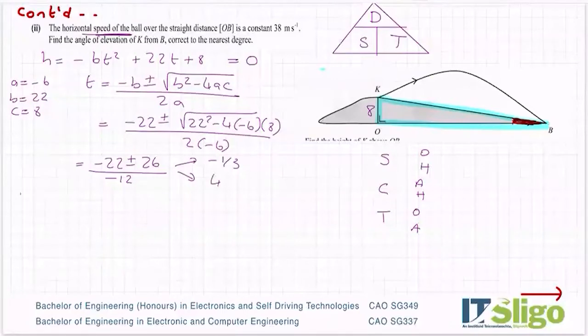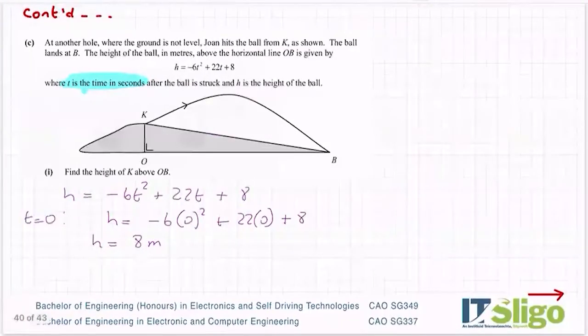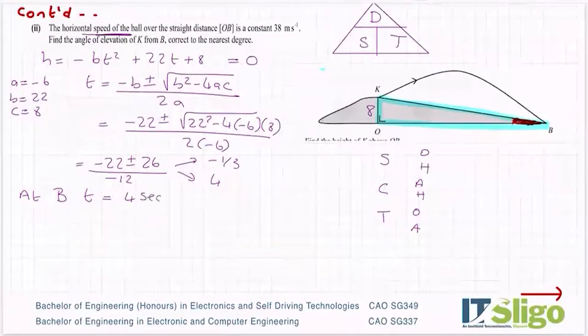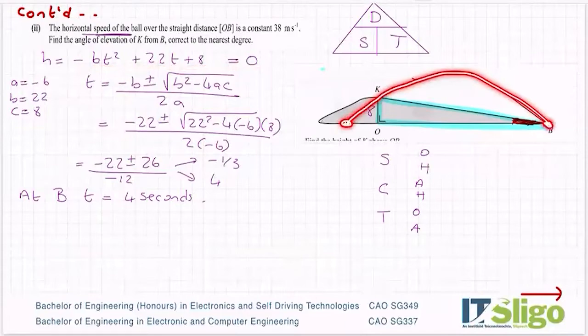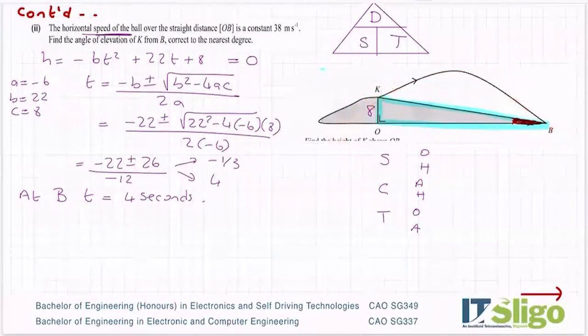Okay, so at B, time is equal to 4. And I presume it's 4 seconds. Yeah, so 4 seconds. Okay, so I hope that makes sense. I solved the quadratic. I asked myself, when was the height equal to 0? That's a height equation. So when is it equal to 0? And I got minus 1/3 here, and I got 4 here.